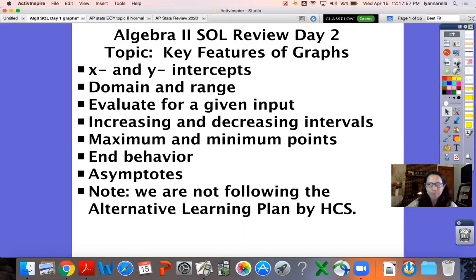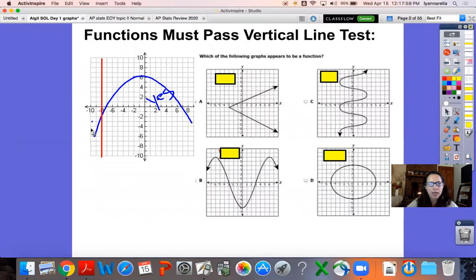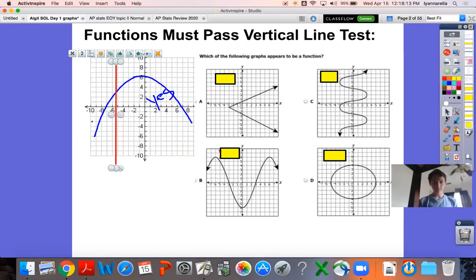Okay? All right. So the first thing we're going to talk about is, does it pass the function test? And remember the vertical line test. If you don't touch 2 points, then it's a function. So this never touches 2 points at any given time, except for right there. That's got to go. Oh, somebody else just came.